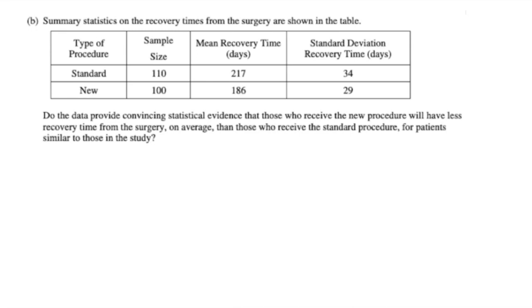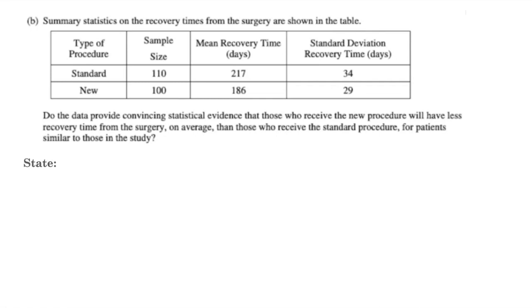So I'm going to follow the state, plan, do, conclude system of creating a confidence interval or conducting a hypothesis test. So this process will work for either creating an interval or a significance test. So the first part is state. I'm going to define my parameters.